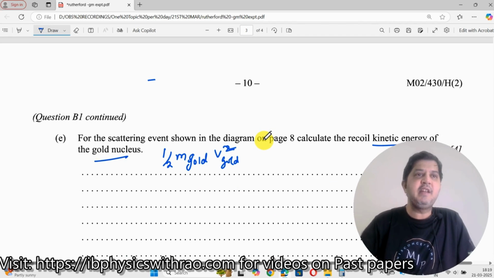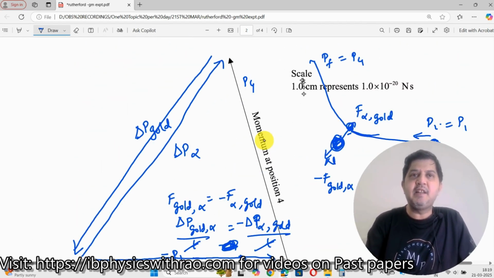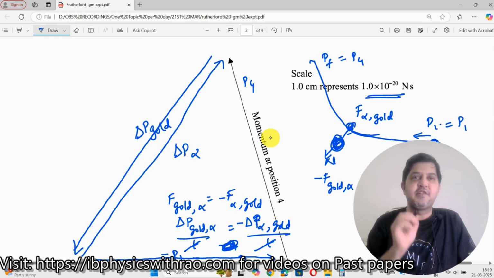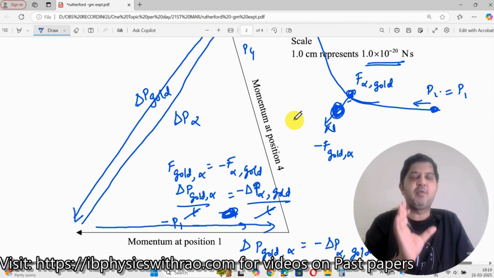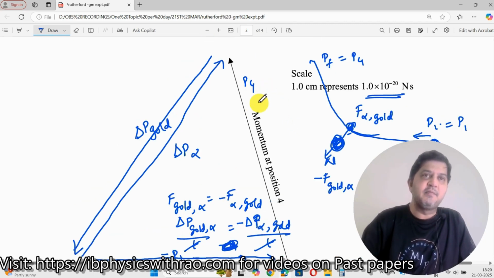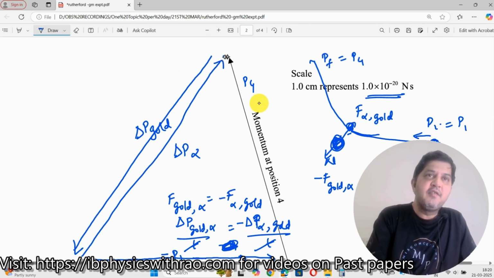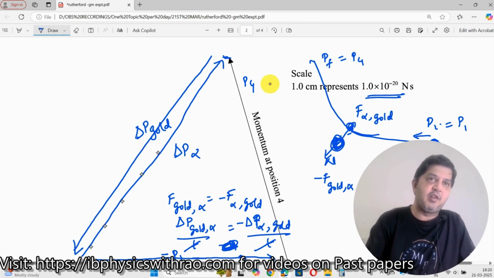Now let us read the question once again. For the scattering event shown in diagram on 8th page, calculate the recoil kinetic energy. So here you see there's something like scale 1 centimeter represents 1 into 10 power minus 20 Newton second. Some information is given. So whenever there's a big diagram given, something you need to measure and something you need to calculate. That's what it means here. Now you take a scale and measure from this point to this point, the whole length of this line that I have drawn. If I am doing it in an exam, I'll take a scale and properly put it over here.